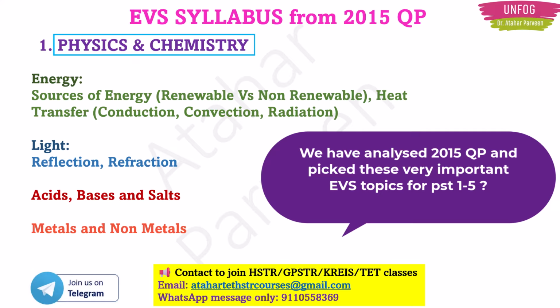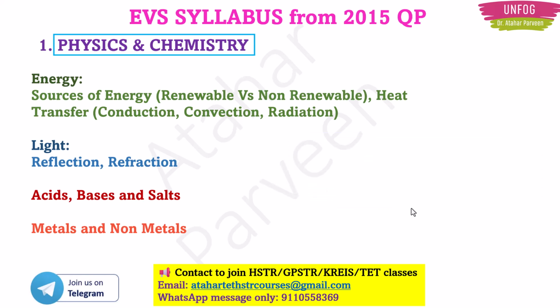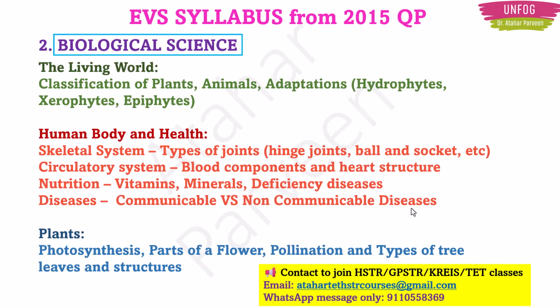Then we have light. Light means again reflection, refraction, lens, mirror related topics. Then we have acids, bases and salts. And then we have simple metals and non-metal concepts. So all these topics were covered in the 2015 question paper of PSTR from physics and chemistry. So next we have biology. In biology we have the living world, classification of plants, animals and adaptations, like hydrophytes, xerophytes, epiphytes.